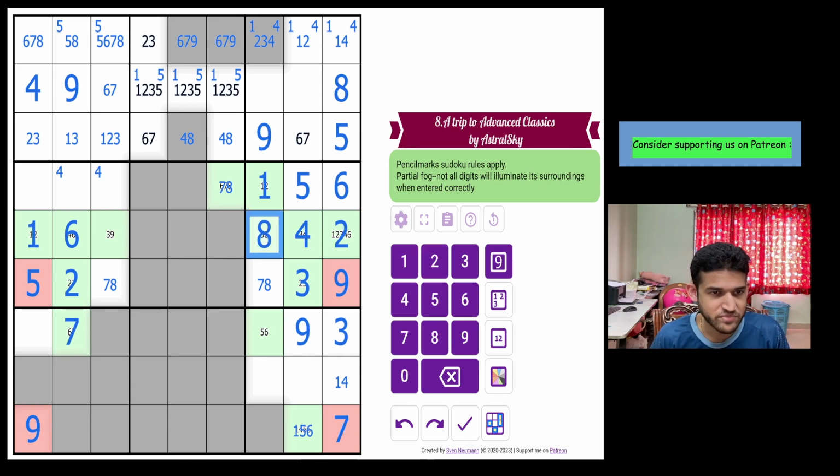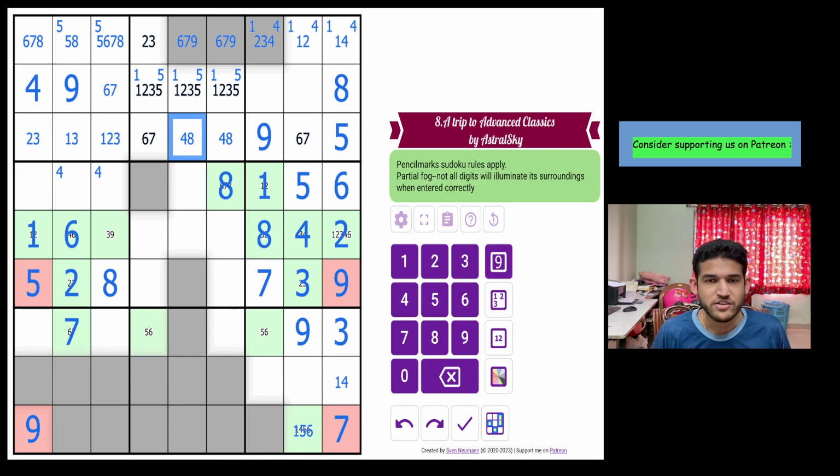This is 7, and that uncovers a lot more fog. So that is 8, and even more fog covered cells are uncovered. This 8 gives me 8 here. So that will probably uncover this, and that resolves this 8-4 pair. 8 goes here and 4 goes here.